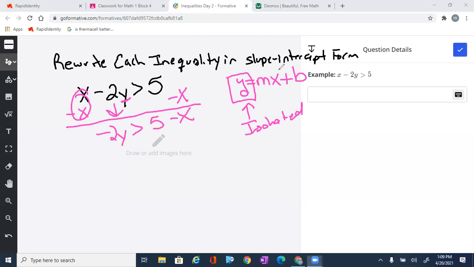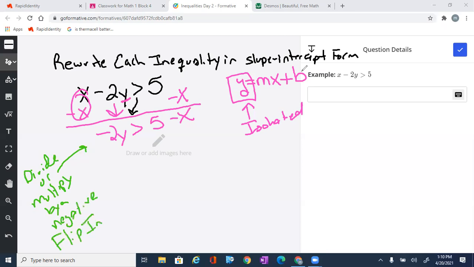And one thing I want you to identify right now is that the inequality has stayed the same. But that is getting ready to change. Okay, and the reason why it's getting ready to change is because we are dividing by a negative. So if we divide or multiply by a negative, we are going to flip the inequality.